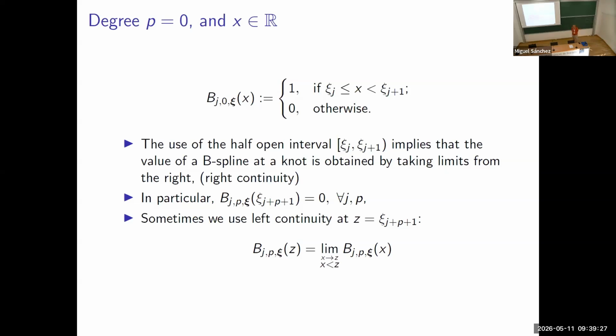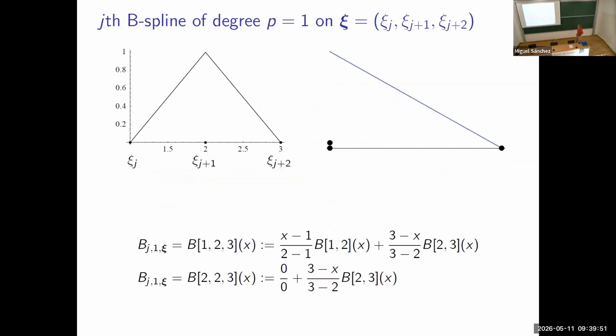But sometimes we need it not to be 0, and then we can use left continuity at that point, Cj plus p plus 1, taking the limit from the left. But normally we use right continuity to define the B-splines. That's just a choice, right? It could be otherwise. Okay, so let's give a couple of examples.